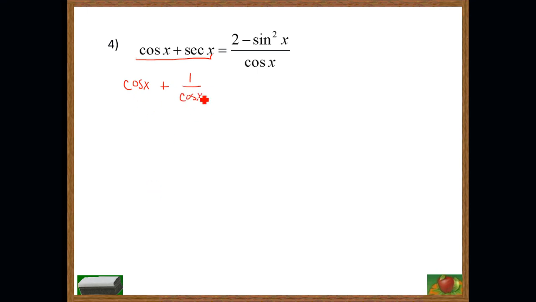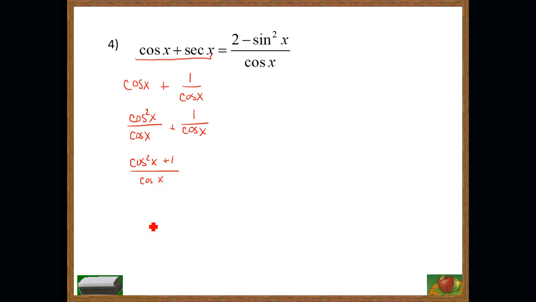And now see how I have a fraction? I'm going to make some common denominators here. All right, so I'm going to go cosine x on the bottom, cosine x on the bottom, 1 chilling up on top. This guy, when I put a cosine on the bottom, would become a cosine squared when I put another one up on the top. So if I add these two together, I have cosine squared x plus 1 all over cosine x.